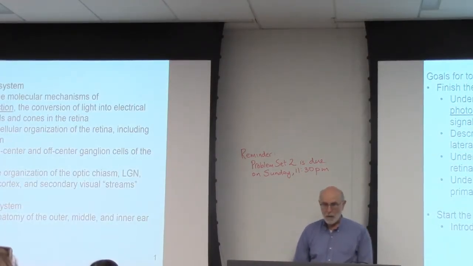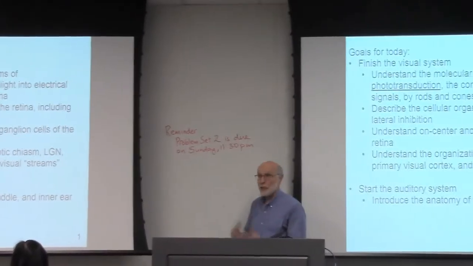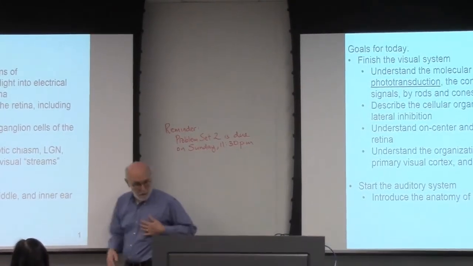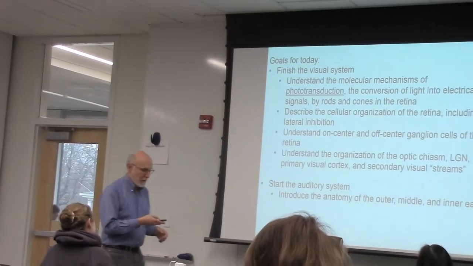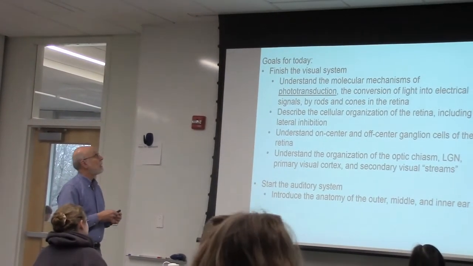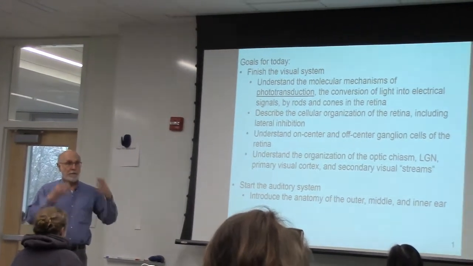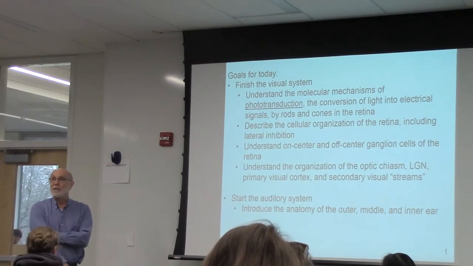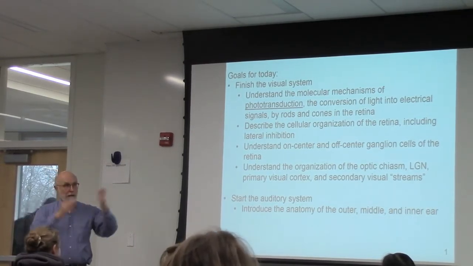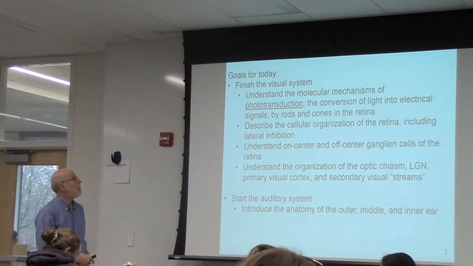So our goals for today are to finish the discussion of the visual system. We started that with some anatomy, and today we'll be doing mostly physiology. Most important is to understand how your retina converts photons of light into electrical signals that our brain can interpret as a representation of the view that is coming into our eyeballs.